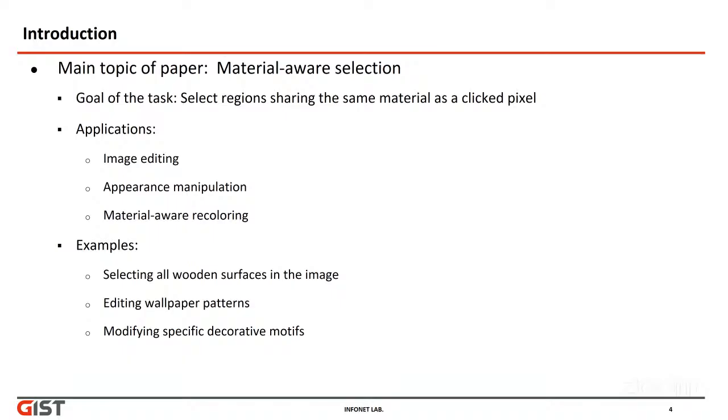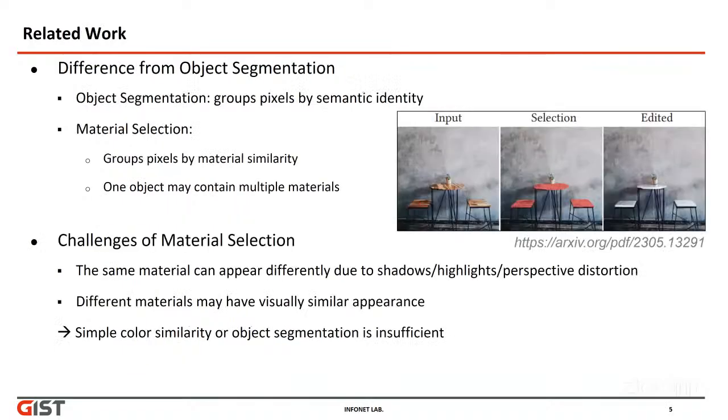And about the material-aware coloring, it is like selecting all wooden surfaces in the image or editing wallpaper patterns, modifying specific decorative motifs, and something like that. So this is a little bit different topic from object segmentation. Object segmentation is a task that groups pixels by their semantic identity, like this image.